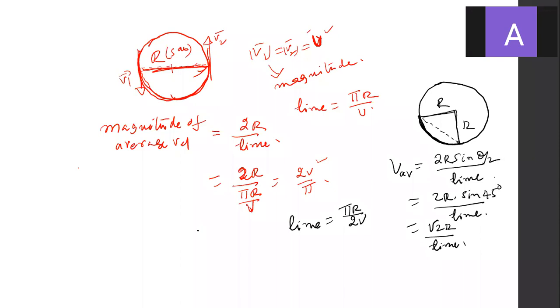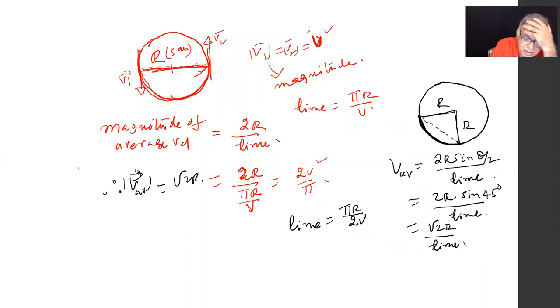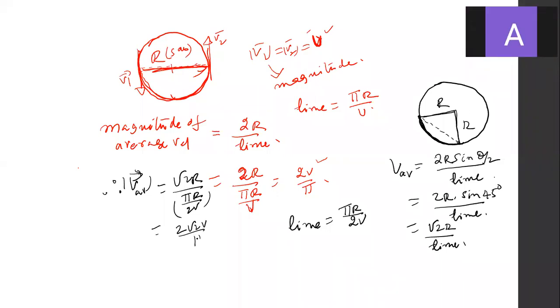So therefore, the mod of average velocity, that's why I'm putting an arrow sign there. What will I get now? Root 2r by pi r by 2v. So what do I get now? 2 root 2 v by pi. This is the magnitude of average velocity. Don't write it with average, that becomes speed.